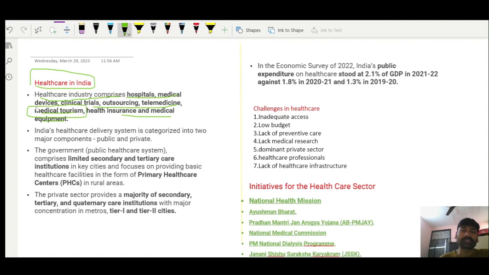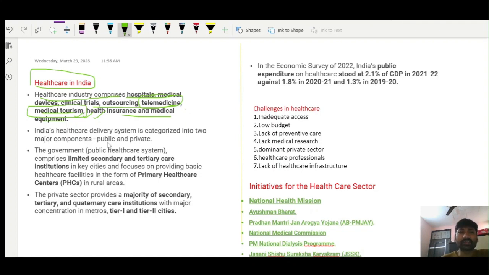Now, India is known for medical tourism. People from Southeast Asia and West Asia visit India because of lower cost, affordability and accessibility, right? And telemedicine has also made rapid strides during the COVID-19 pandemic. People are shifting towards digital means of consultation. The National Digital Health Mission is one step in this regard.